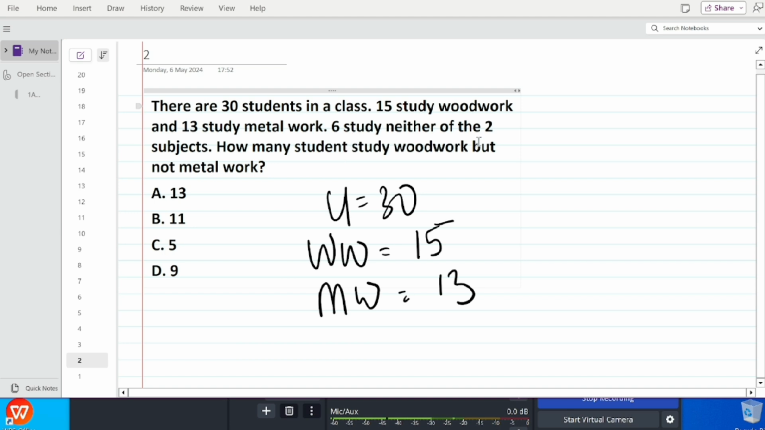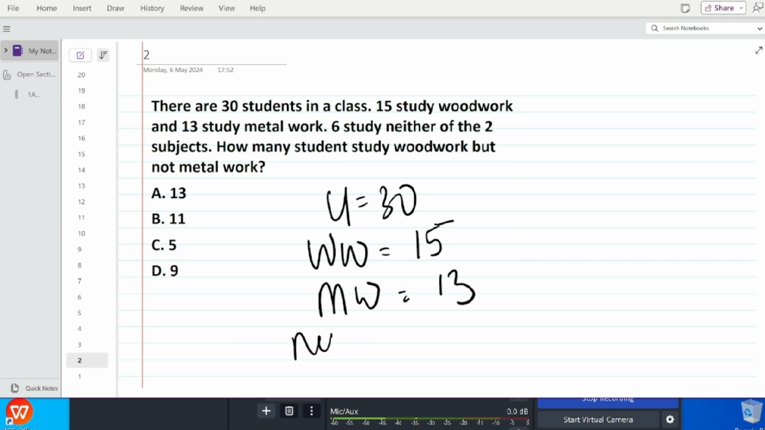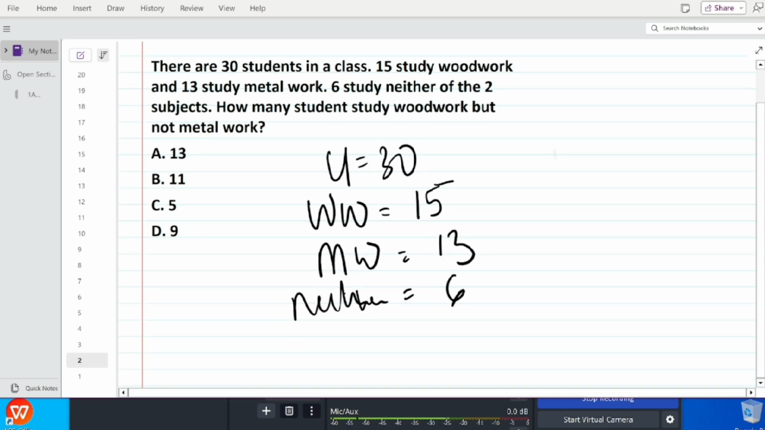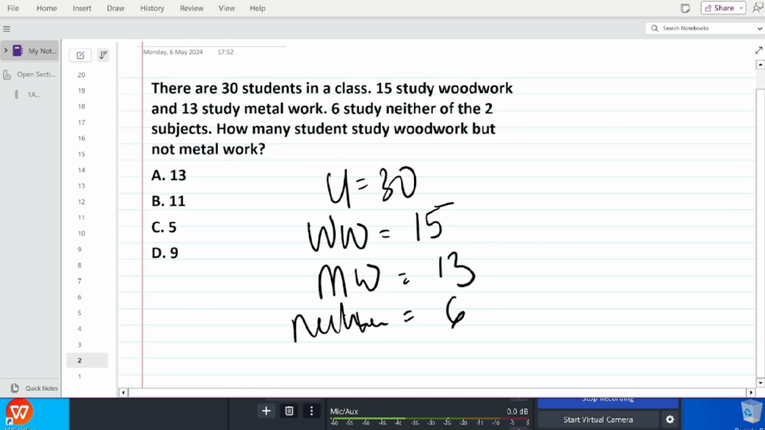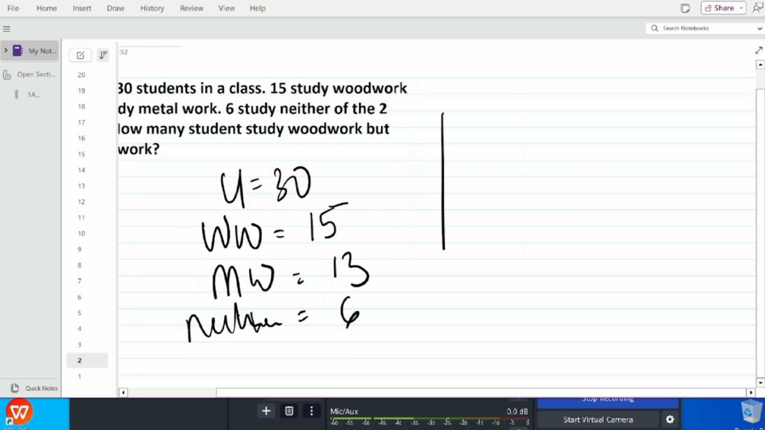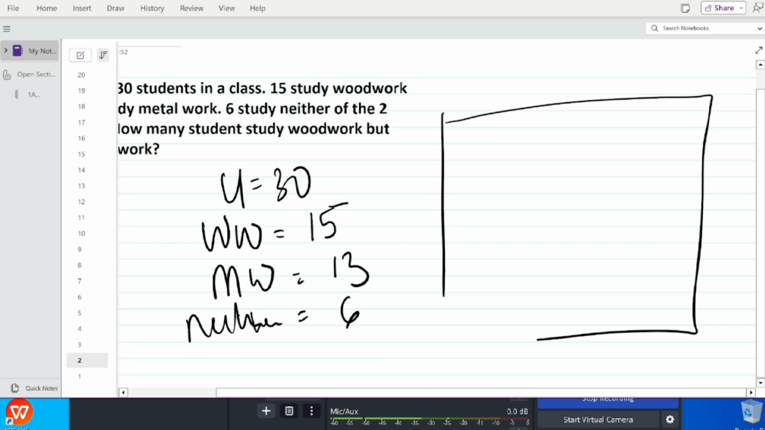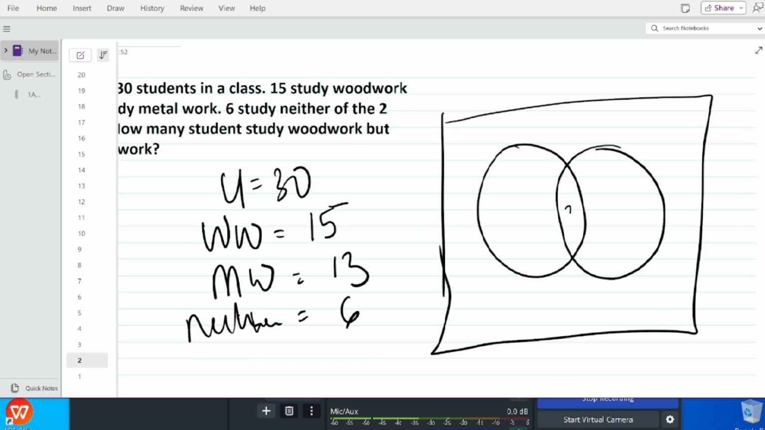Then 6 studied neither. So neither equals 6. How many students studied woodwork but not metal work? That's the same thing as saying how many students studied woodwork only. We can do our set diagram for us to understand it better. We have our 2 circles. We have those who studied both in the middle, those who studied neither outside. We have our universal set to be 30, the total number of students.